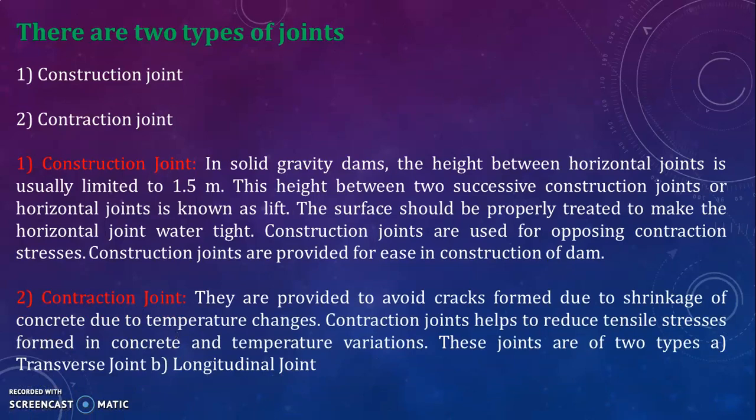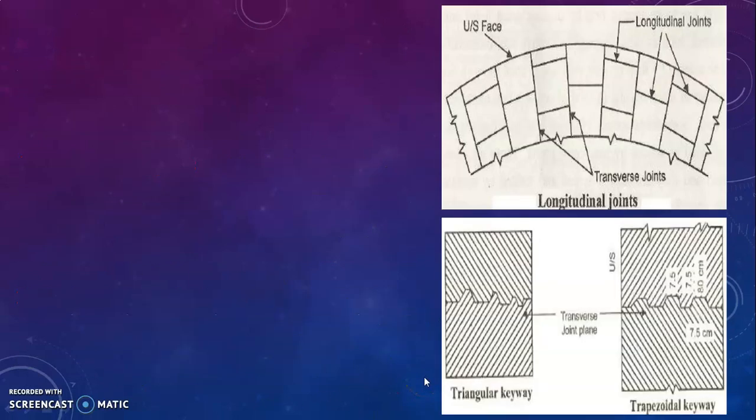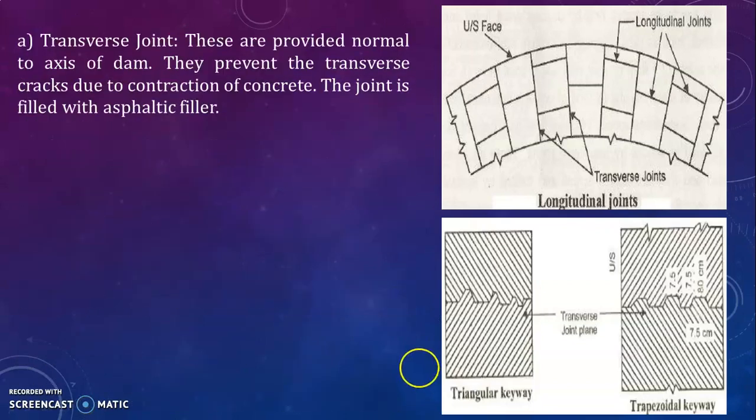Contraction joints are provided to avoid cracks formed due to shrinkage of concrete due to temperature changes. Contraction joints help to reduce tensile stresses formed in concrete due to temperature variations. These joints are of two types. The first one is transverse joint, the second one is longitudinal joint. Transverse joints are provided normal to the axis of the dam. They prevent the transverse cracks due to contraction of concrete. The joint is filled with asphaltic filler.